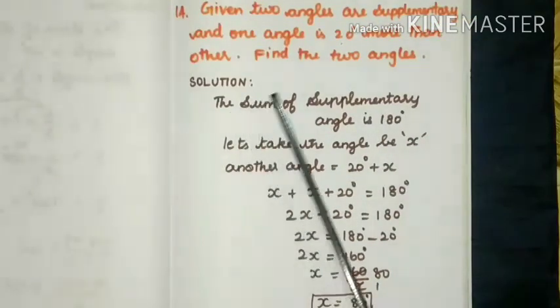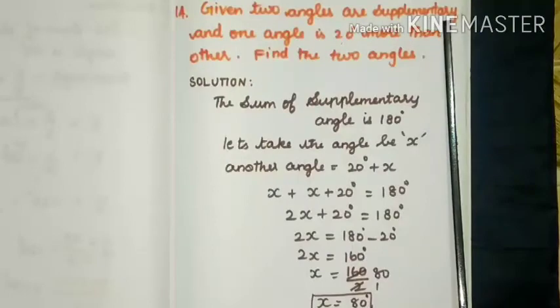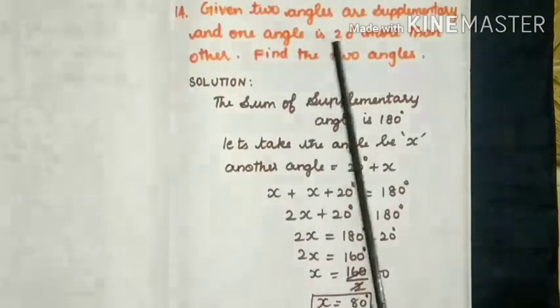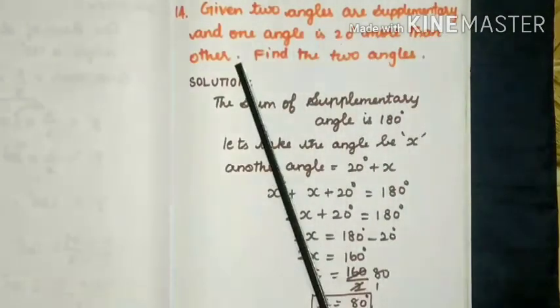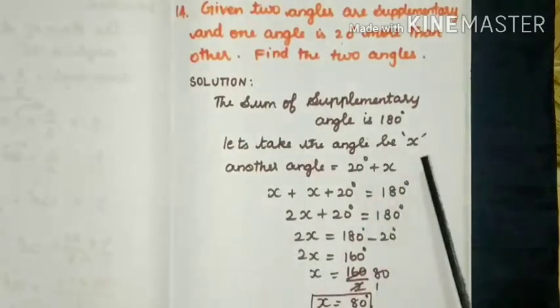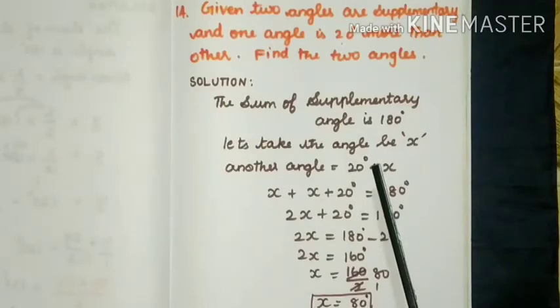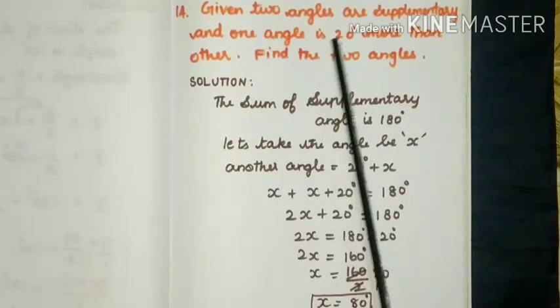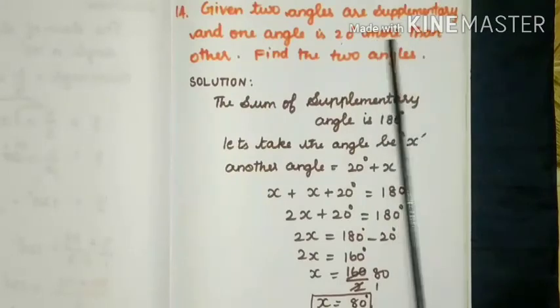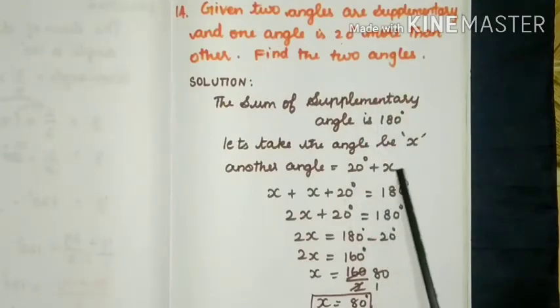Here the given question is two angles are supplementary and one angle is 20 degree more than the other. So let's take the angle as x, another angle is 20 degree plus x, because in the question it clearly stated that one angle is 20 degree more than the other. What is meant by more? More represents the keyword which is addition. So 20 degree plus x.